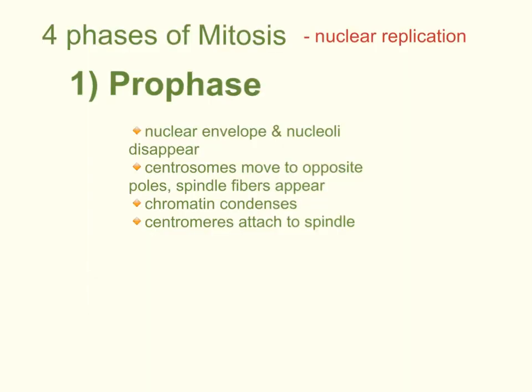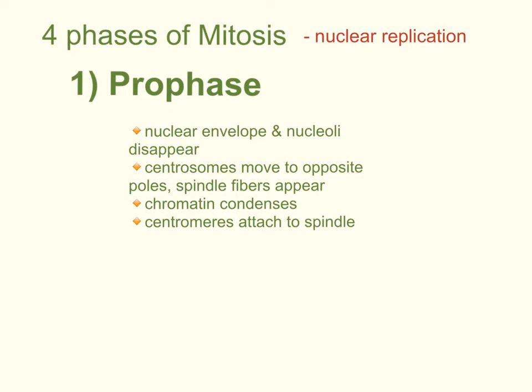The definition of mitosis is nuclear replication. You're making a copy of the nucleus. So you've copied the DNA. Now you're going through the steps to separate the two copies into two new nuclei. The first step is prophase.